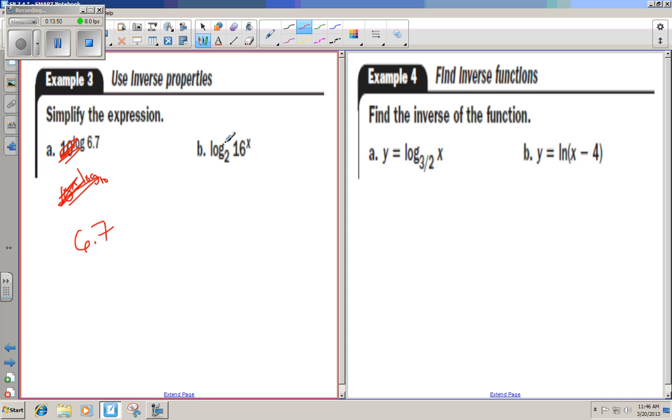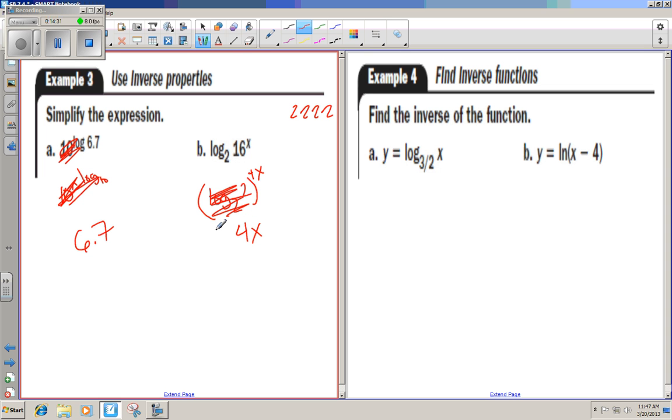This one here is going to be a little bit tricky because this is not the same base. This base here is 16, this base here is 2. They are not the same. But let's think about the number 16. 16 is 2 times 2 times 2 times 2. So you can rewrite 16 as log base 2 of 2 to the 4th x. And this right here makes you happy because log base 2 of 2 cancels out. 4x is your answer.